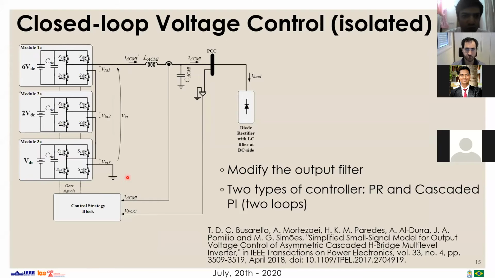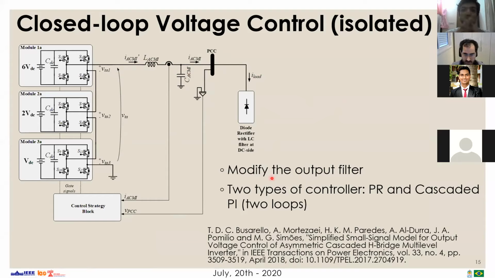Now to the control of voltage. Now we replace the grid by a nonlinear load. Now I'm controlling the PCC voltage, amplitude and frequency. Of course, I need to modify the output filter. Previously, the filter was just an inductor. Now I have an LC filter. But again, they have quite low values, because this is almost sinusoidal. And I need to control the voltage now. I'm measuring the voltage here to control this variable.